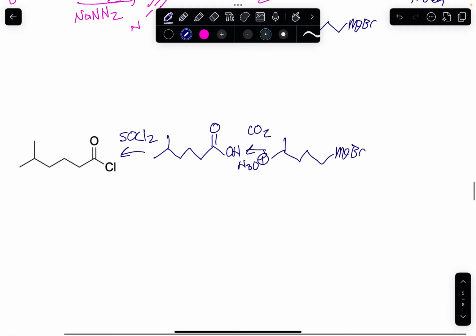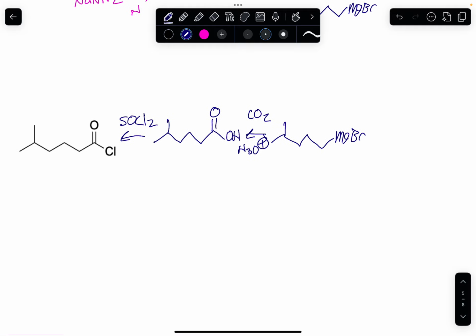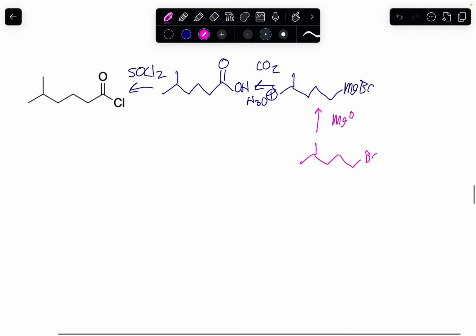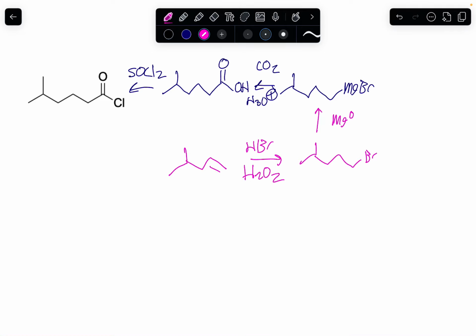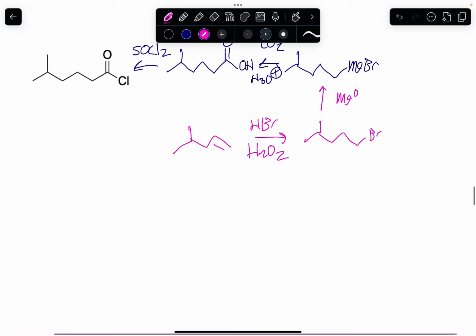One way is to make carboxylic acids through CO2 and adding acid. How did we make a Grignard reagent? We took something with Br and then added Mg. Now, how do we make a primary bromide? Last semester, we used HBr and H2O2. Of course, there's different ways to do this, but that's one way to do it.